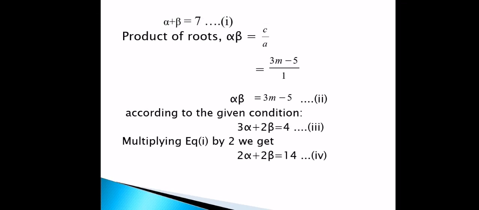Now we have the two equations, equation number 3 and equation number 4. We will subtract these two equations to find out the value of alpha. So subtracting equation number 4 from equation number 3, we get alpha is equal to minus 10. Now putting alpha is equal to minus 10 in equation number 1, which was alpha plus beta is equal to 7, we have minus 10 plus beta is equal to 7. Shifting 10 to the other side, we get beta is equal to 17.